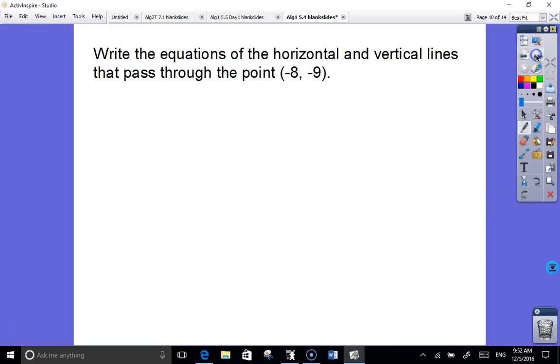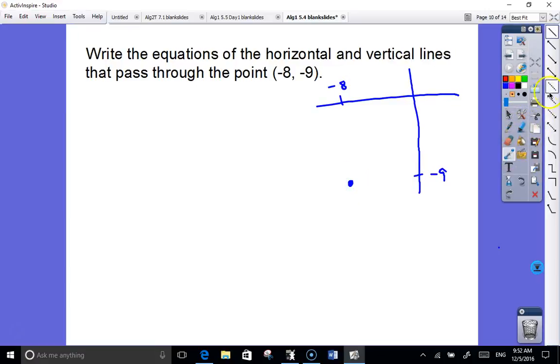Okay, so mostly this is about horizontal and vertical lines. Write the equations of horizontal and vertical lines that pass through the point -8, -9. What would be the equation of a vertical line going through that point? Let's say I sketch the graph, right? -8, -9. So what would be the equation of a line that goes through that point?